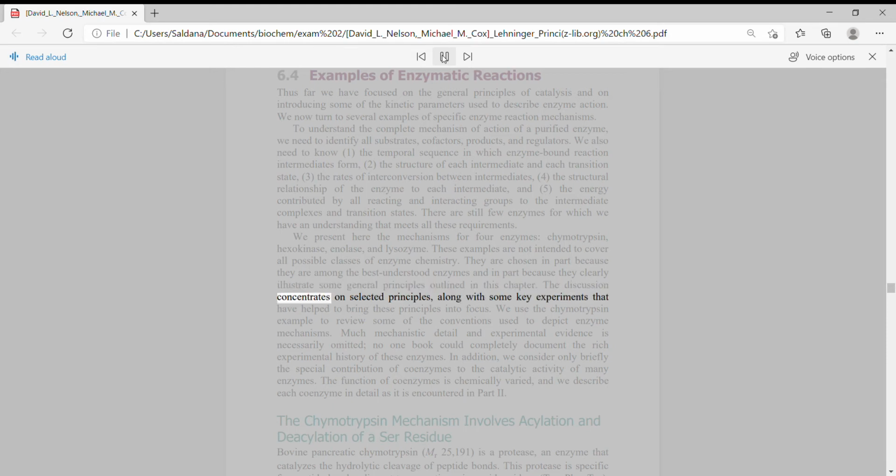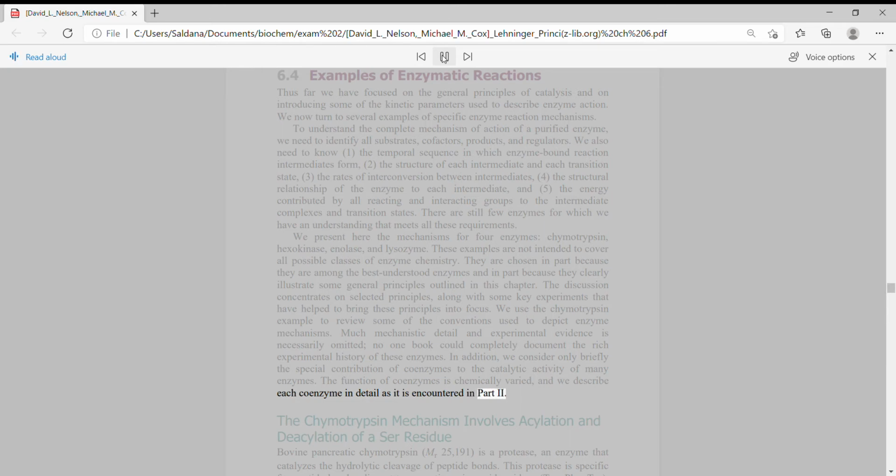The discussion concentrates on selected principles, along with some key experiments that have helped to bring these principles into focus. We use the chymotrypsin example to review some of the conventions used to depict enzyme mechanisms. Much mechanistic detail and experimental evidence is necessarily omitted. No one book could completely document the rich experimental history of these enzymes. In addition, we consider only briefly the special contribution of coenzymes to the catalytic activity of many enzymes. The function of coenzymes is chemically varied, and we describe each coenzyme in detail as it is encountered in Part 2.